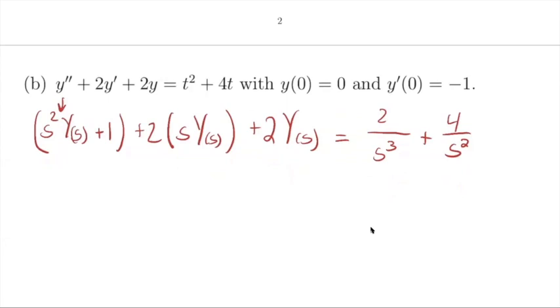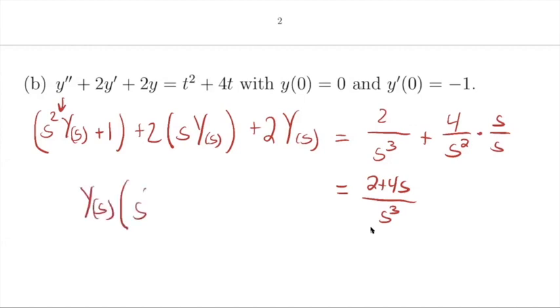Okay, and then we can do some arranging. So one thing, when you're eventually going to need to take the inverse Laplace transform, sometimes it's nice to have Y of s equal a fraction, so that we just need to do this partial fraction decomposition one time. So combining these, we would get 2 plus 4s over s cubed if I multiply this by s over s. And then on this side, we've got Y of s times s squared plus 2s plus 2, and what's left over is a 1.